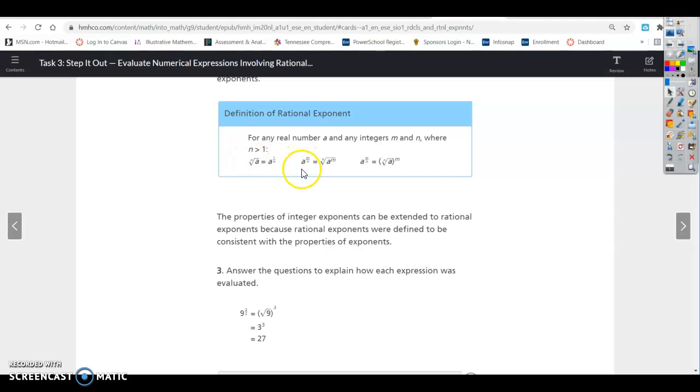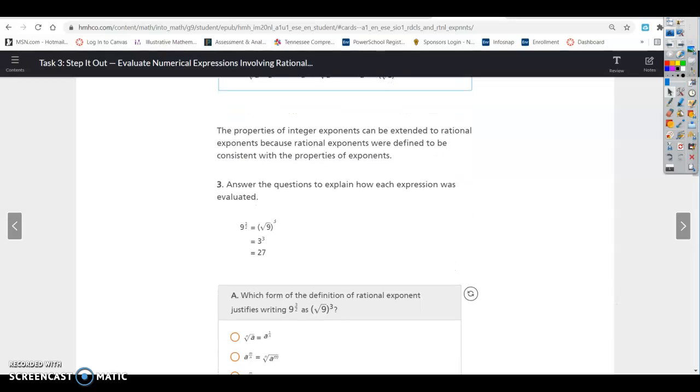All right, so you've got a raised to the m over n power, and that equals the nth root of a to the m. Again, the index comes from the denominator. The numerator is your power, and it can be written under the radical, or it can be written outside with parentheses. So these two things are equivalent. Again, definition of rational exponent. Need to commit that to memory.